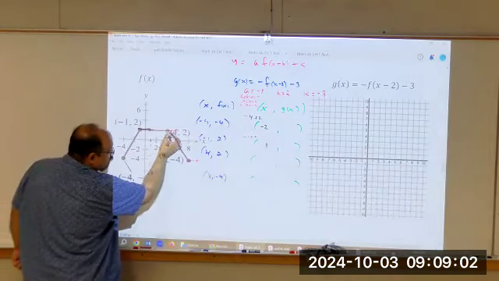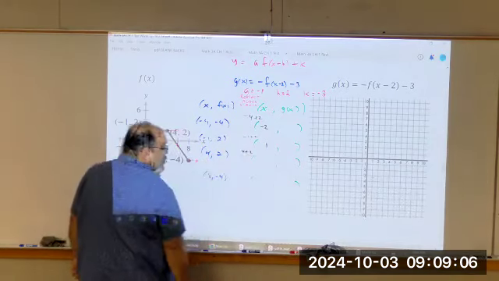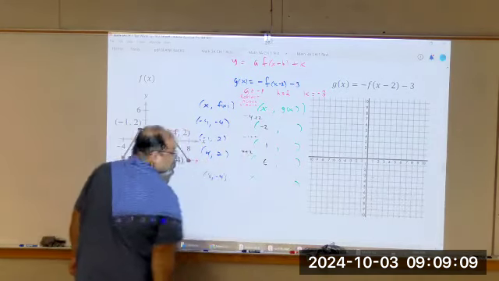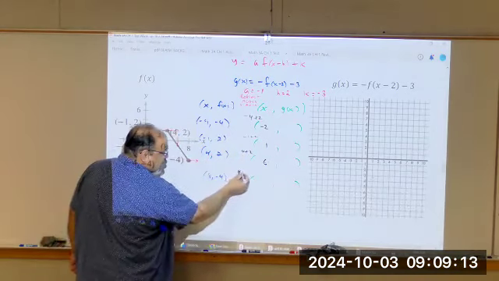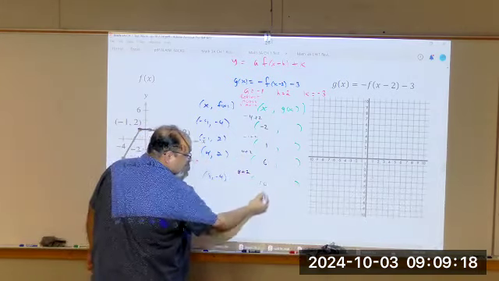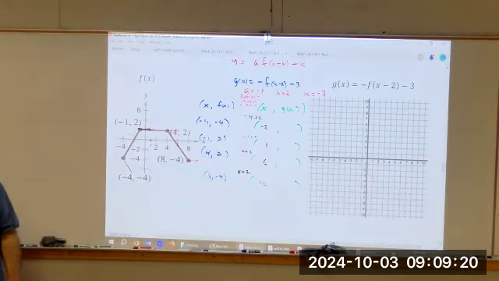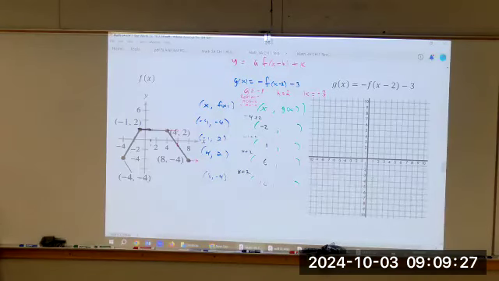This 4 has got to go 2 to the right. So you're going to take this 4. To go 2 to the right, you add 2. We're at 6. And we'll take this 8. We add 2 to push it to the right. So this x is a 10. Those are the x coordinates for the new graph. And I don't need to worry about those anymore. Forget about those, because you're not plugging in anything.